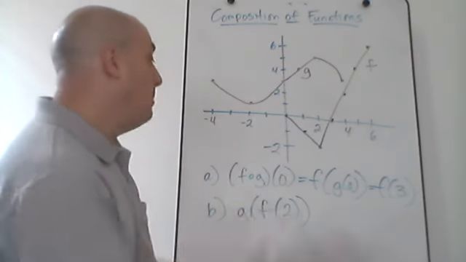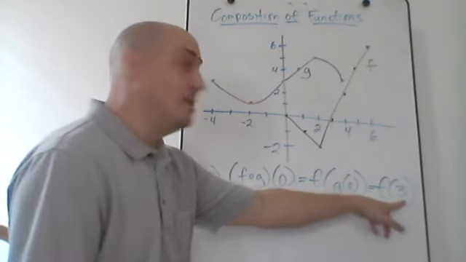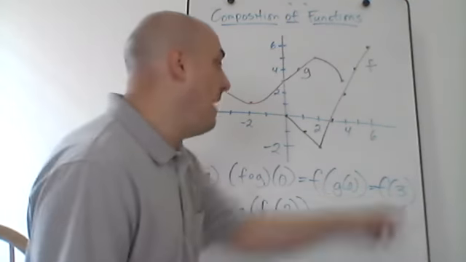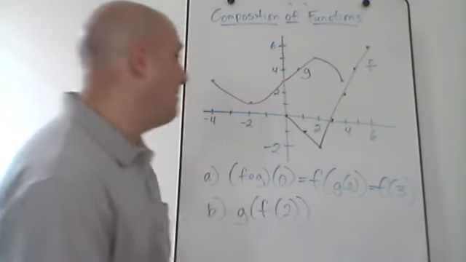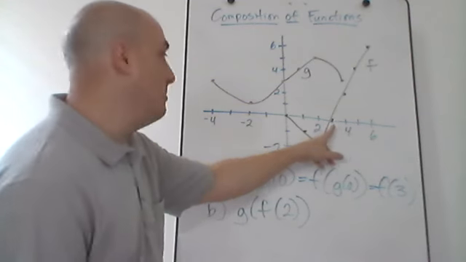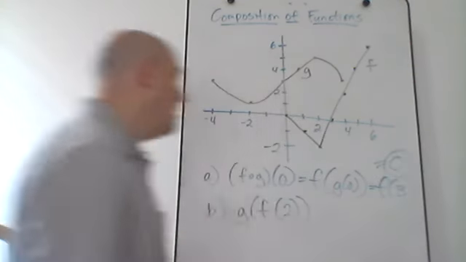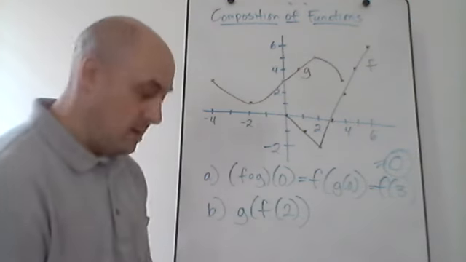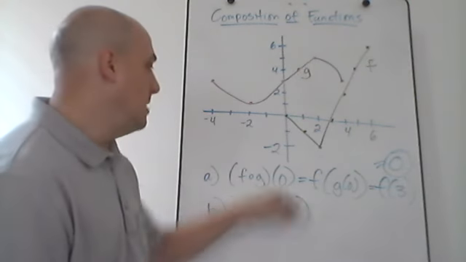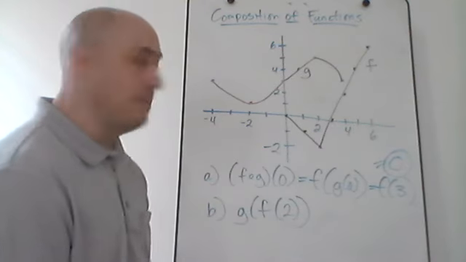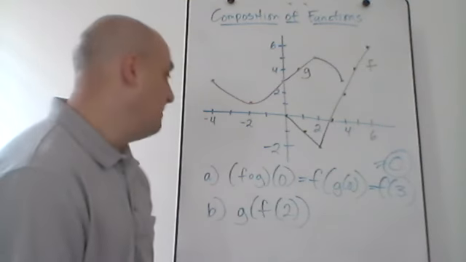And now the output from that g function, which is the 3, g of 0 gives me 3, becomes the input to the f function. So now I want to find f of 3. So now I go back to my graph. The f function is the black one here. I go to x equals 3, and the output, or the y coordinate when x equals 3, is 0. So f of 3 equals 0. So it turns out that f of g of 0 equals 0. I do g of 0 first, I get 3. Then I do f of 3, and I get 0 again. So that's f of g of 0.